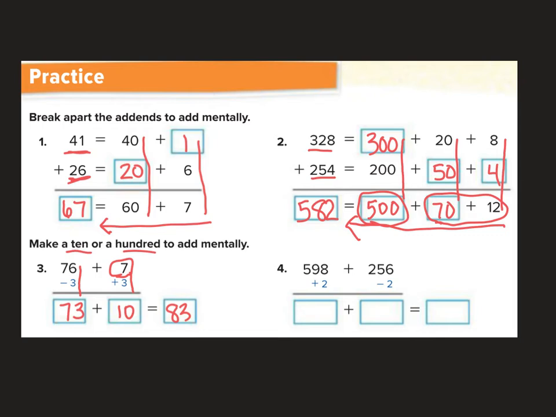73 plus 10 is going to get me to 83. Okay, so here I notice I have a 598. If I add 2 to it, I'm going to get to 600. I love working with hundreds. Okay, now if I add 2, then that means I need to subtract 2 over here. So I'm going to get 254. Okay, so if I add 600 plus 254, my 54 is going to stay the same because I'm adding 0 to it. But 2 plus 6 is 8, so 854.